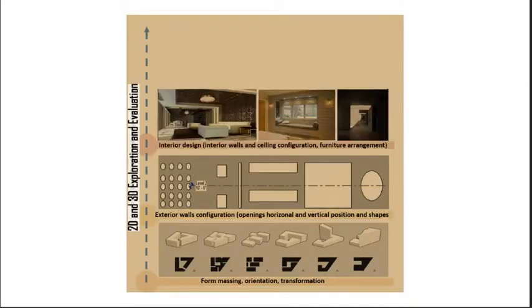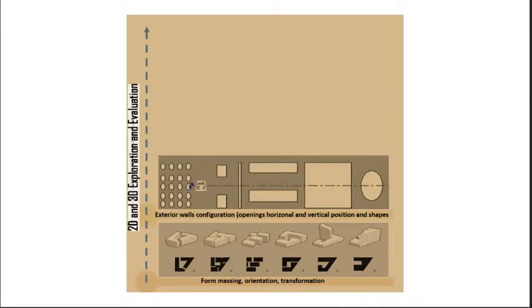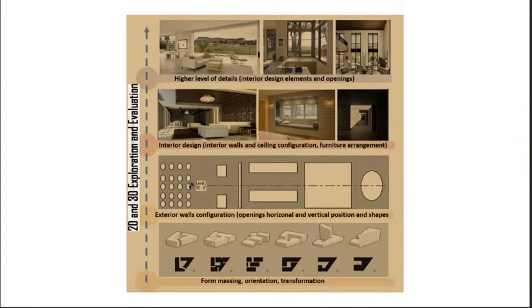The series of the 3D and 2D exploration and evaluation inform different design decisions during the design process, starting with major design decisions regarding the main building layout, massing and orientation, then more specific design decisions regarding the position and shapes of the openings on the exterior walls, the interior wall configuration, and furniture arrangement. And finally, design decisions regarding details of any design element which might influence the quality of the framed view, such as the design of the openings.